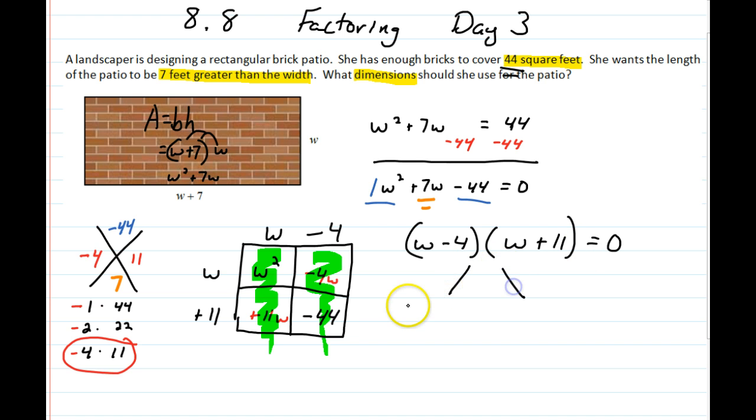Now we break it up into two problems. W minus 4 equals 0. W plus 11 equals 0. And now we just solve it. Add 4. So W equals 4. Over here, minus 11.